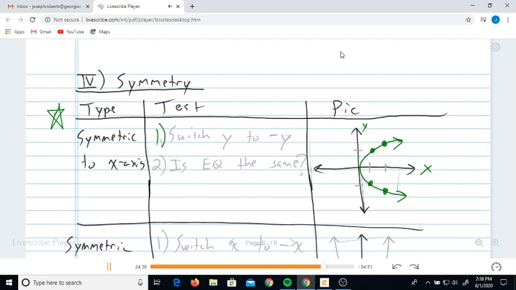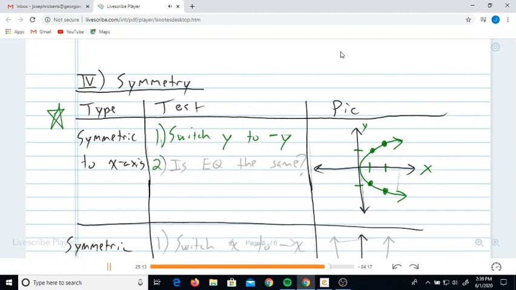Well, if something's symmetric to the x-axis, that means we can reflect it over the x-axis and it doesn't matter. If you look at the picture, we can reflect that over the x-axis and we get the same exact image. So that's what we're going to do algebraically, is reflect over the x-axis. So if I'm reflecting over the x-axis, the x-coordinates don't change, but the y-coordinates become opposites. So that's how you do it algebraically, is you switch the y variable to negative y.